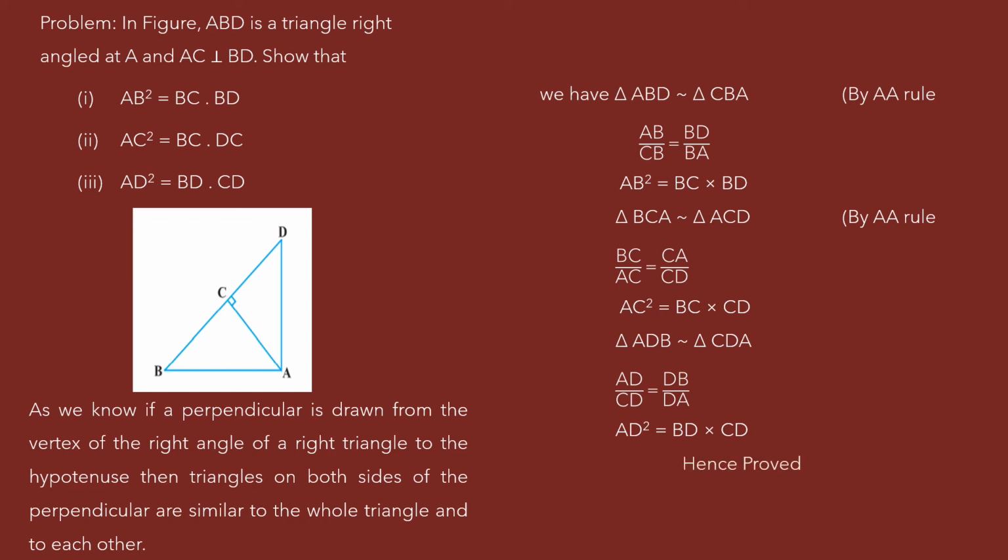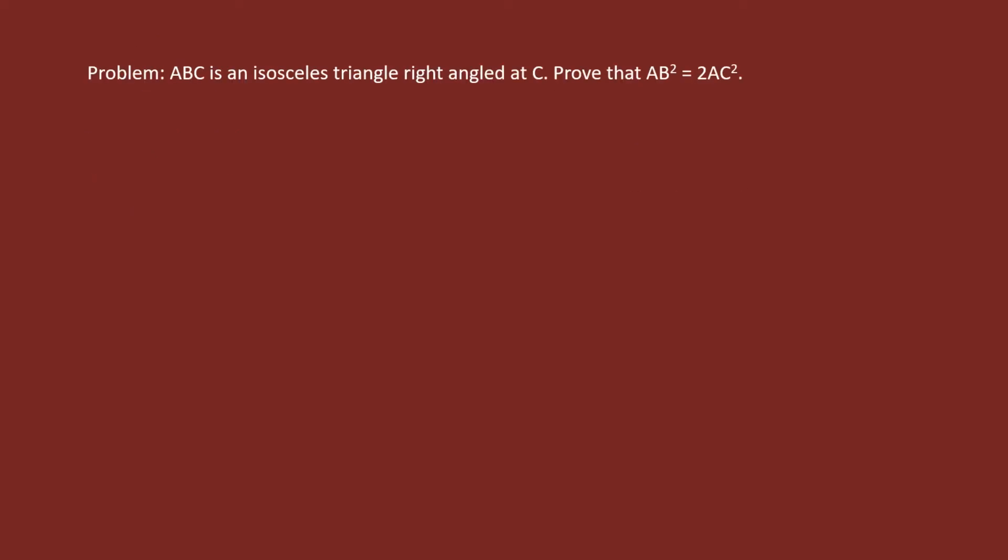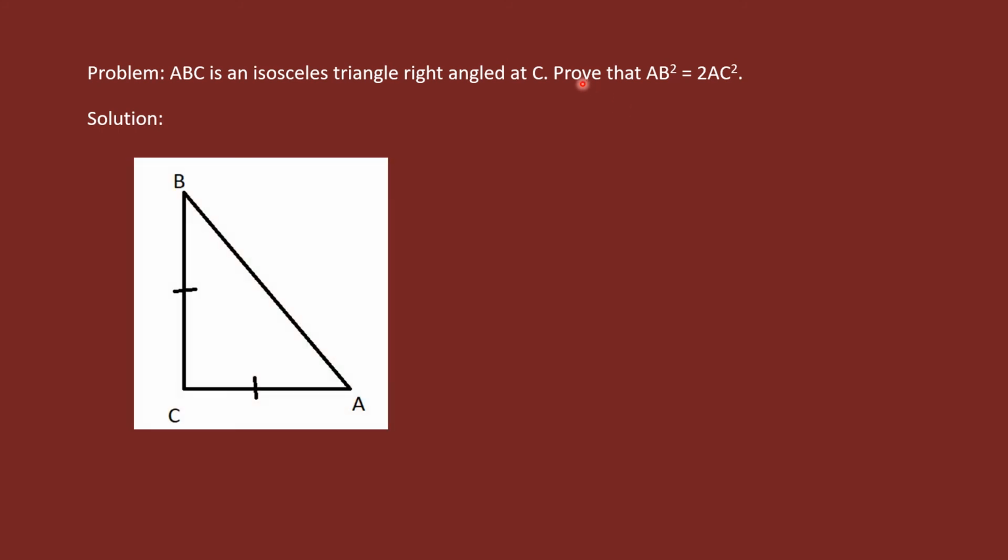Let us solve one more problem. ABC is an isosceles triangle, right angle at C. Prove that AB square is 2AC square. The solution: the diagram is not given, you have to draw the diagram. Now, ABC is an isosceles triangle. He mentioned already right angle at C.